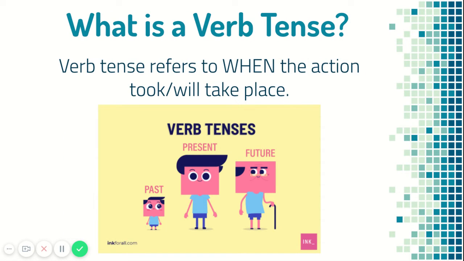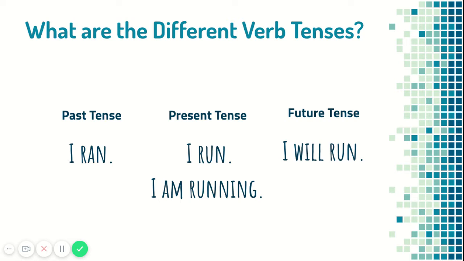So, today we're going to be talking about verb tense. We want to know what verb tense is. This is how we write verbs, and it tells us when the action will take place, is taking place, or has taken place. So, we're really going to be looking at past, present, and future tense.